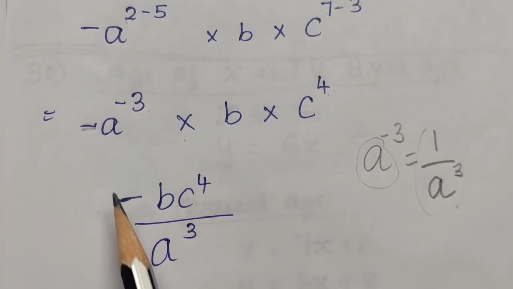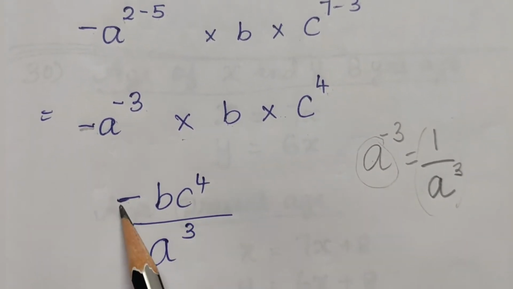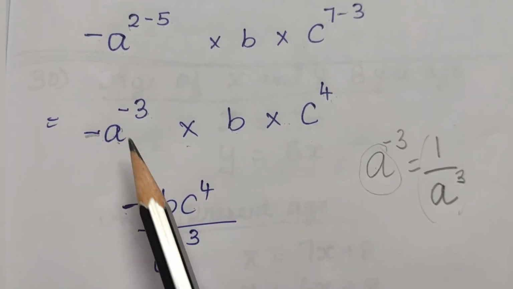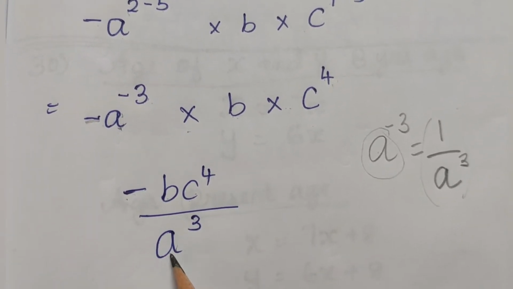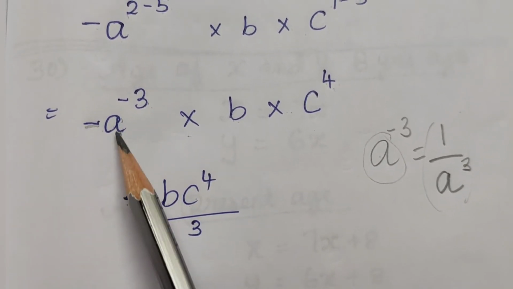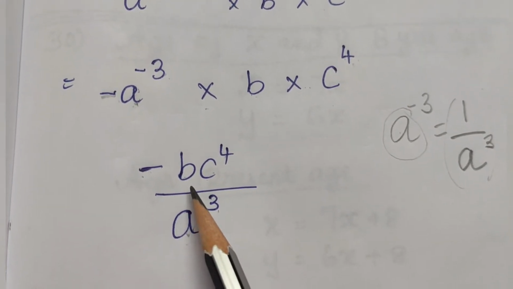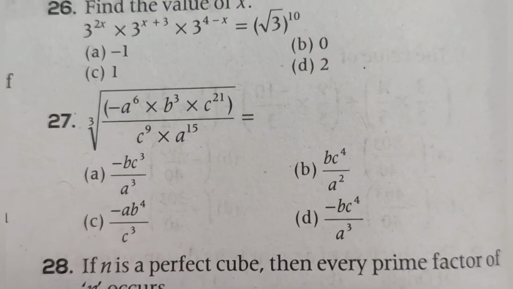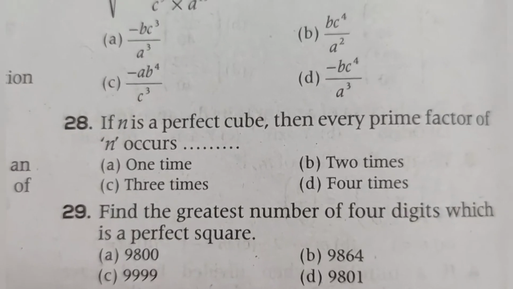So minus I keep here itself, b into c power 4. Minus b c power 4 by a power minus 3 is brought down. It is numerator. When you take the reciprocal, it becomes denominator and the power automatically changes its symbol. So a power minus 3 becomes a power 3. So the answer is minus b c power 4 by a power 3. Option D, minus b c power 4 by a power 3.